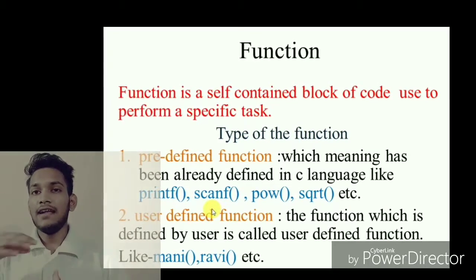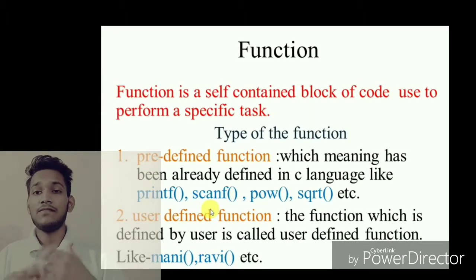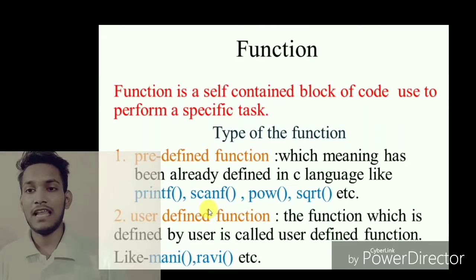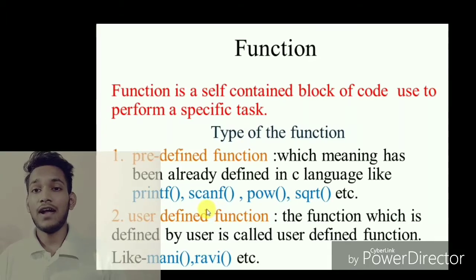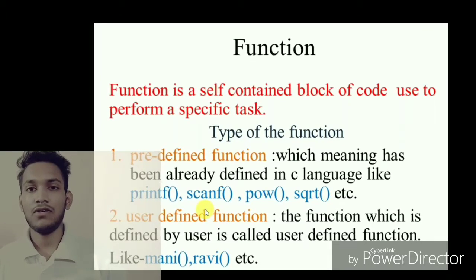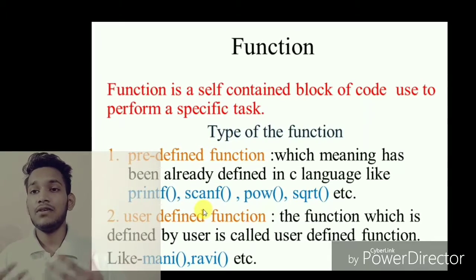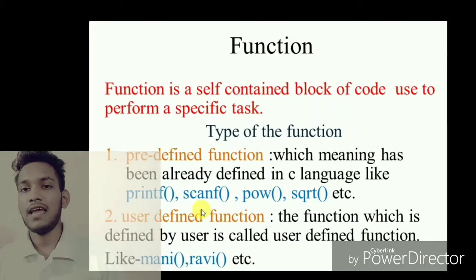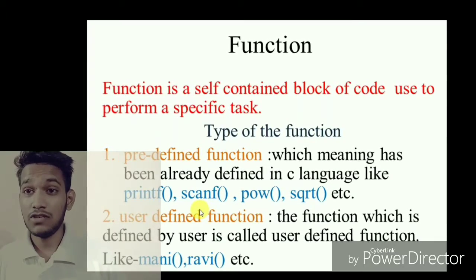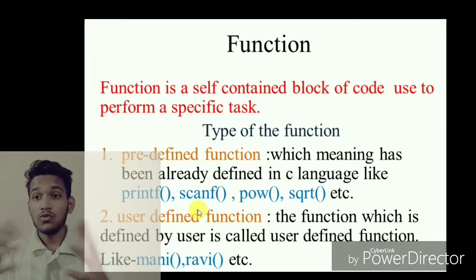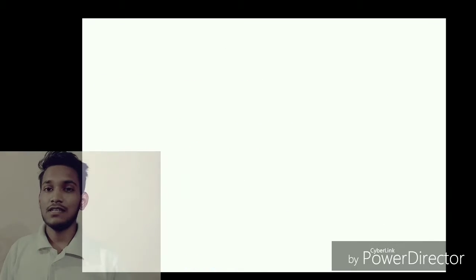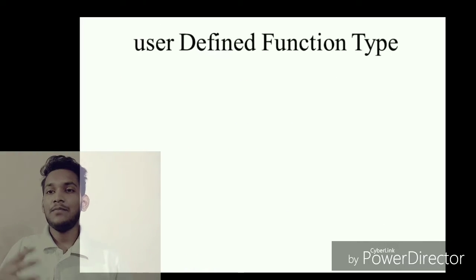Okay friends, and a user defined function is one whose meaning has not been defined in the C language, and the user will define the meaning of the function. Its name may be anything, any name you may take for the user defined function. Okay friends, now there are two types of user defined function: parameterized function and unparameterized function.